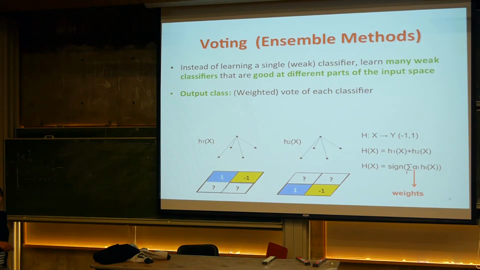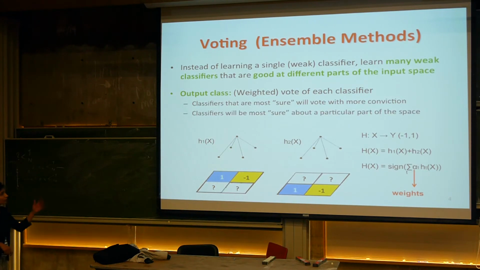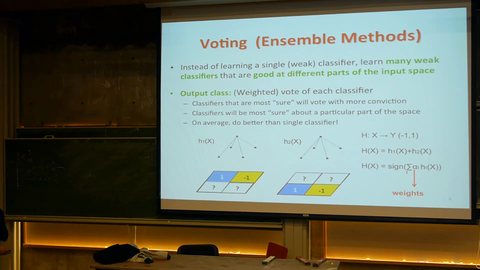And we are going to want them to be more confident about certain regions of the space than others. All right? So the weight is going to depend on how sure a classifier is of its output. The ones that are more sure will have a larger weight, and you can think of this as doing a vote over all your classifiers, and they're going to vote with more conviction. And also the classifiers are going to be more sure about certain parts of the space than other parts. Okay? All right, so the hope is that on average they'll do better than a single classifier.